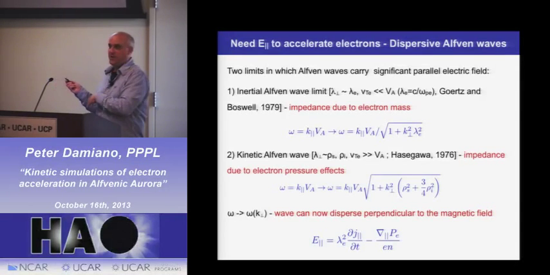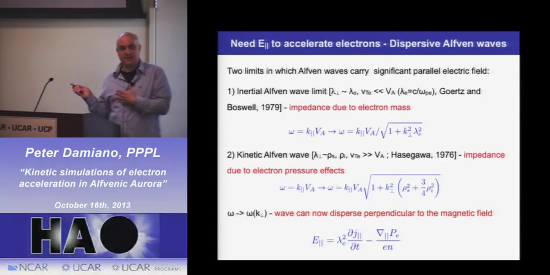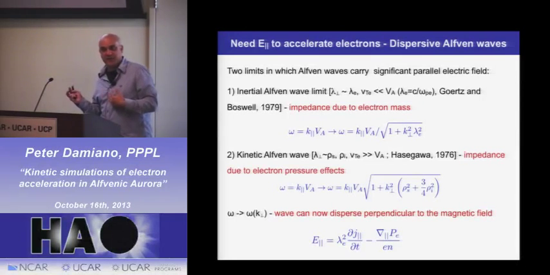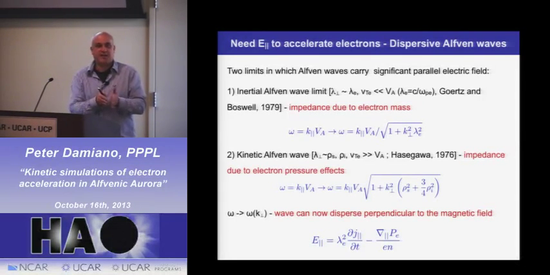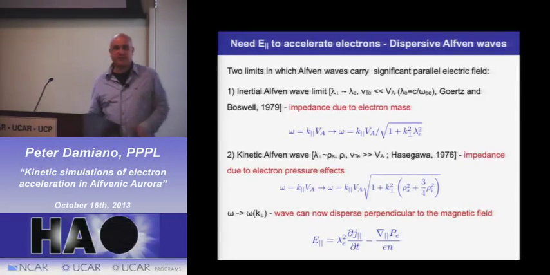And that would happen as well in the kinetic Alfvenic wave limit. The important thing is that it reaches the dispersive limit, because that's where the electron coupling is going to happen. That's the difference between the MHD and the dispersive MHD, and having the dispersive wave physics in your MHD description.